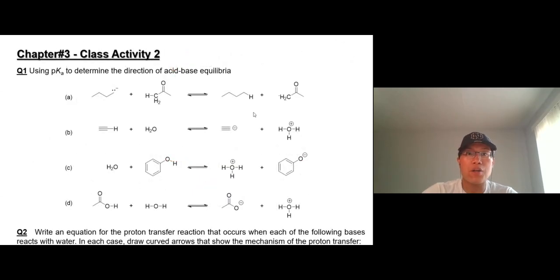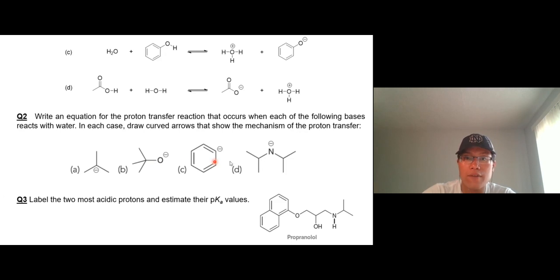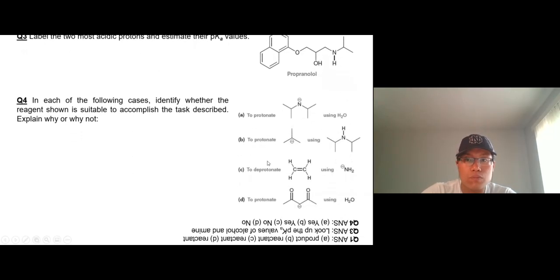All right, we have chapter 3, class activity 2. This is question 1. Determine the equilibrium, left or right. We've got to use curved arrows for this guy to react with water. Okay, what product do you get? And pick the two acidic protons using pKa. All right, and this one is question 4, and I give you the key down here. Okay, so that will help you out a little. All right, you know the drill. Complete it, upload it on Blackboard.